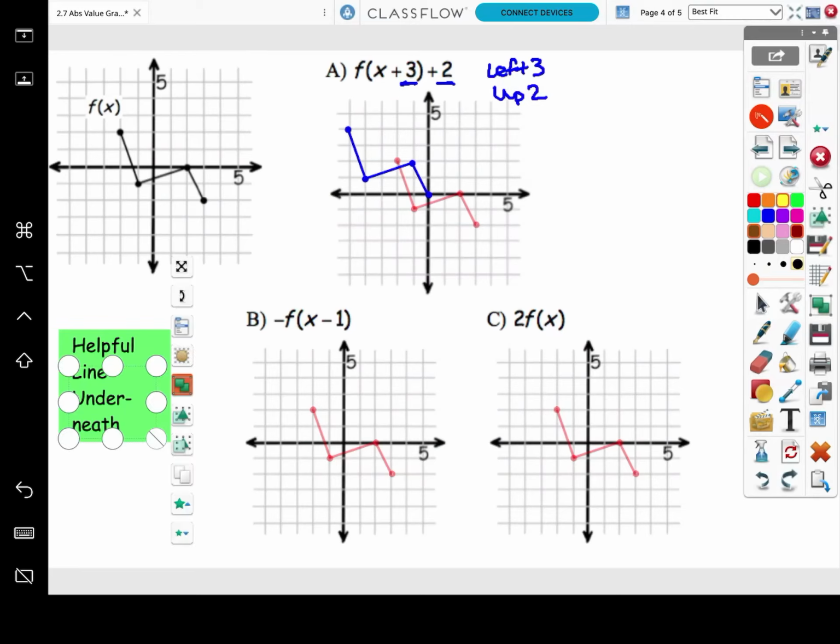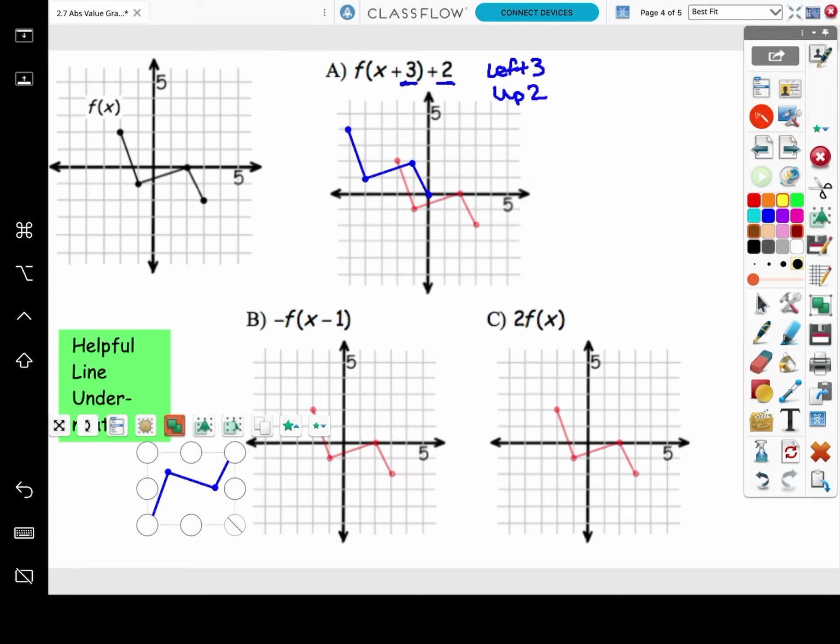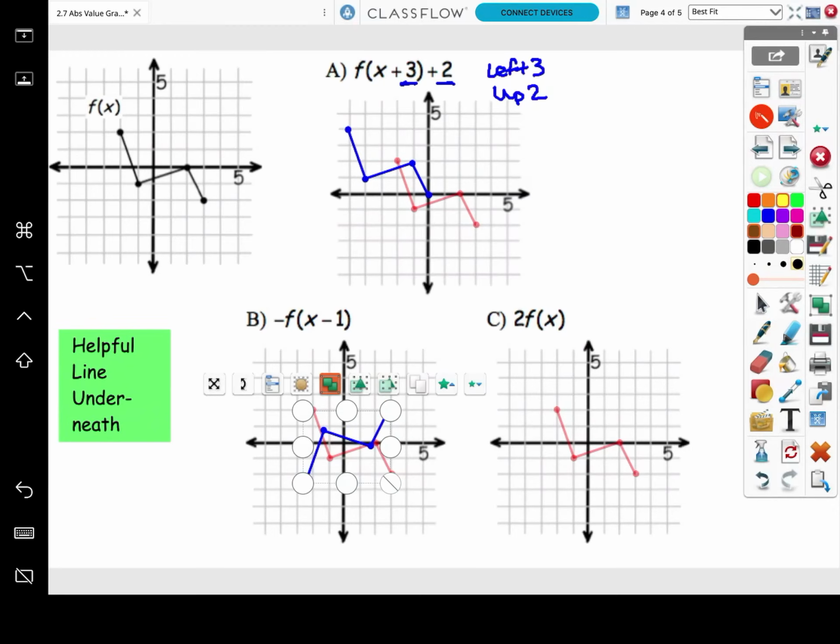All right. B down here, I drew a helpful line for myself. I reflected it. Okay, so here is the reflection. You see it's not exactly the same, but it reflected across that vertical axis. So a reflection, and then that -1 inside moves it to the right one, so the reflection would have moved it here, and then over 1.